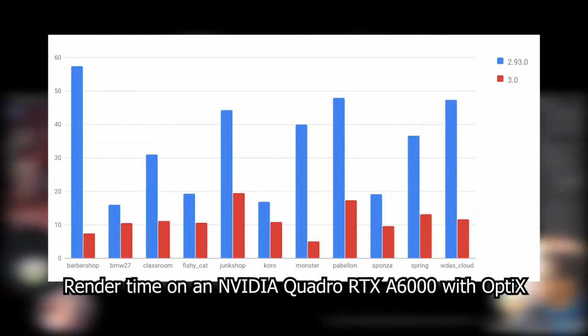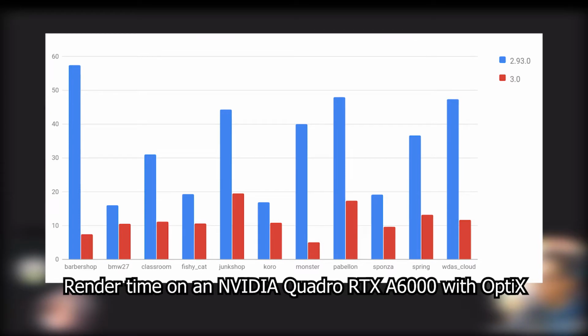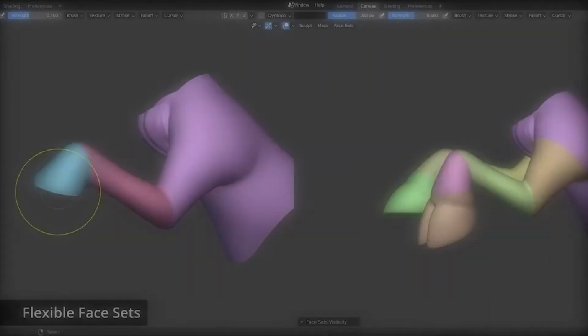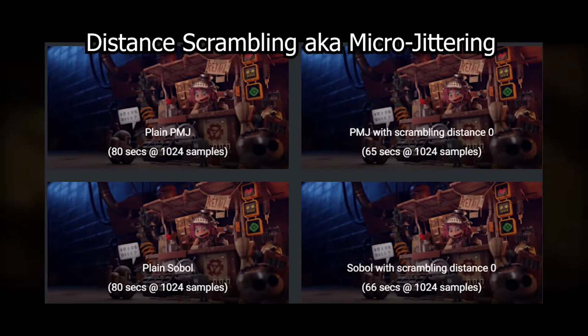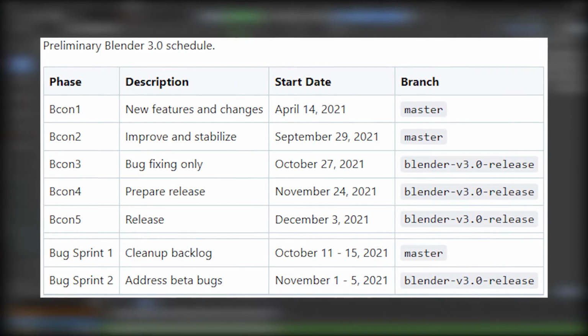Here we can see the render time on an NVIDIA RTX A6000 with OptiX, showing how much improvement there is compared to the previous Blender 2.93 release. Other features of CyclesX include hair and shadow improvements, distance scrambling, and ambient occlusion. Blender 3.0 is still in beta, and its stable release is set for December 3rd.